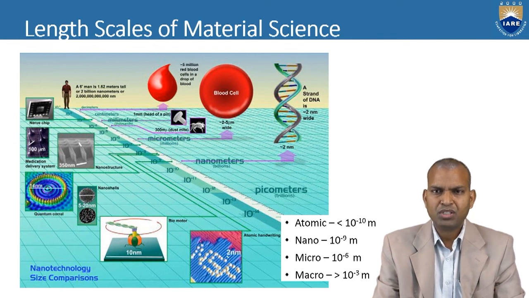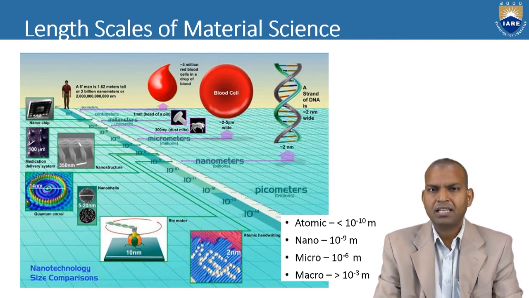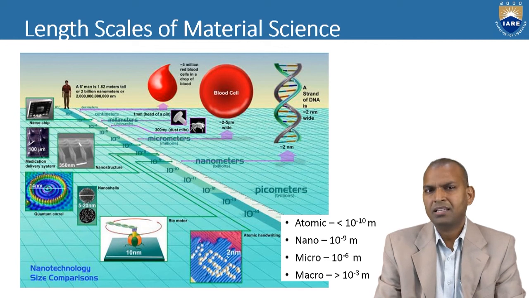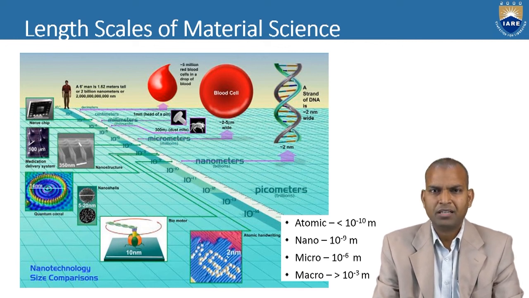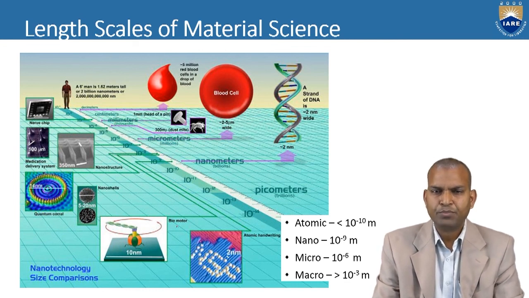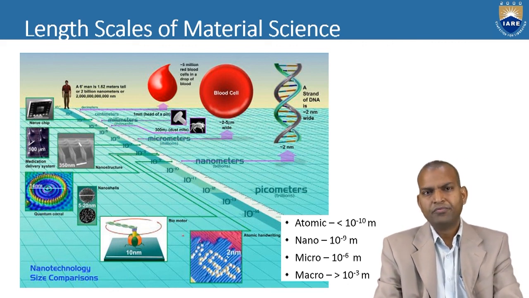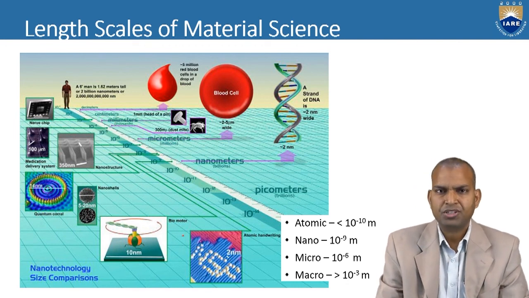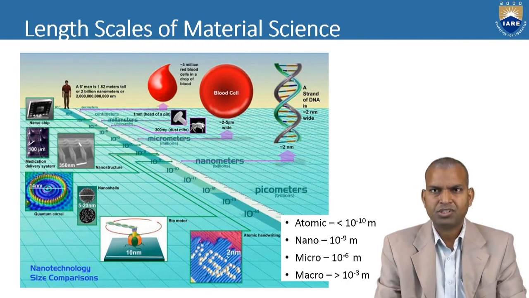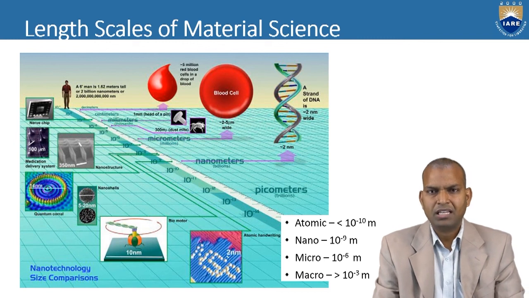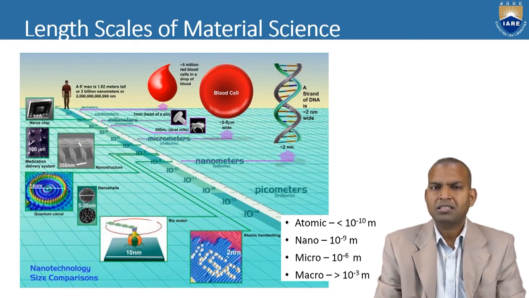When the atoms or particles are less than 10 power minus 10 meters, then the study is the atomic level study. Whereas nano level is less than 10 power minus 9 meters, and micro is 10 power minus 6 meters, and macro is above 10 power minus 3 meters. That means it is between 1 millimeter to more than meters. Then that study is the macro level study. These are the various length scales in the branch of material science.